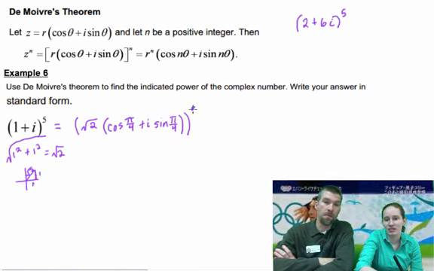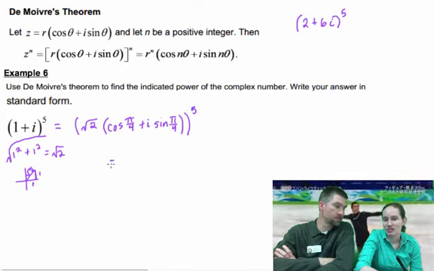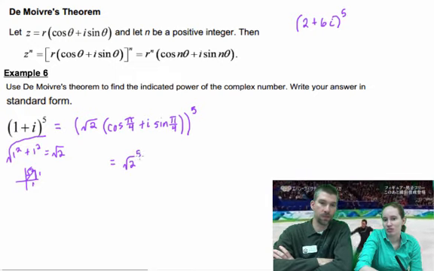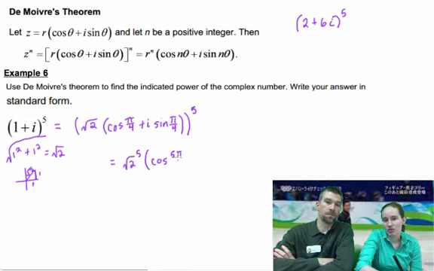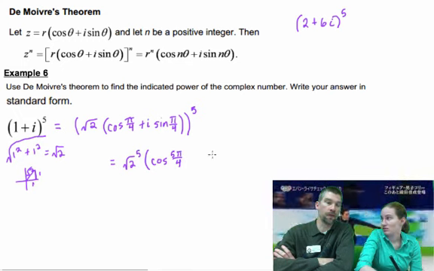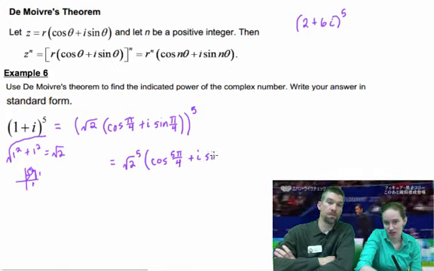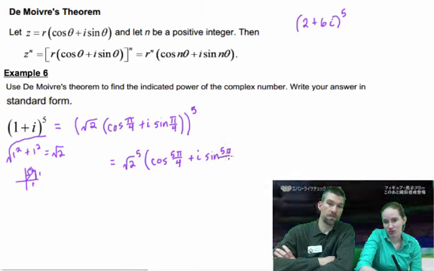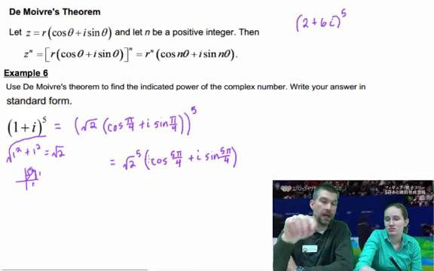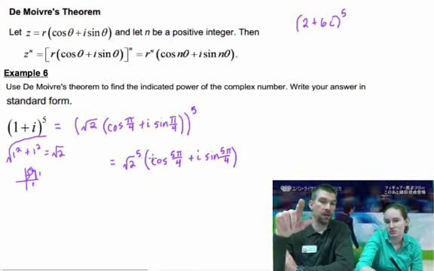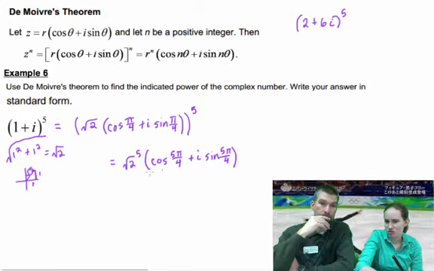So now that it's in trig form, we're taking this to the 5th power, and De Moivre's theorem tells us that it would be the square root of 2 to the 5th power, cosine of 5 times pi over 4, which is 5 pi over 4. And then sine, and these angles are always the same. You only have to really do that math once. If you get an angle for cosine different than the angle you get for sine, you did something wrong. There's a mistake.